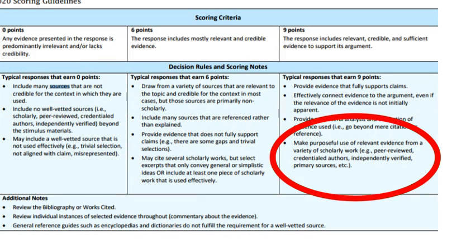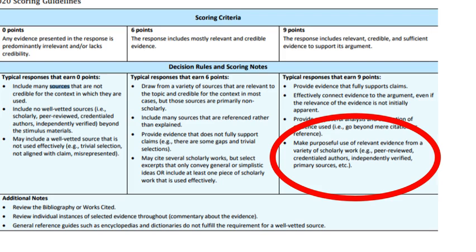In row 5 of the IWA, remember this is the second SAU, right? It is clear that you have to use academic sources. The rubric states, make purposeful use of relevant evidence from a variety of scholarly work. Then it even gives examples of what you could potentially use. You can use peer-reviewed authors, independently verified primary sources, and more. This is 9 points of the rubric, so finding credible sources is crucial to your paper.